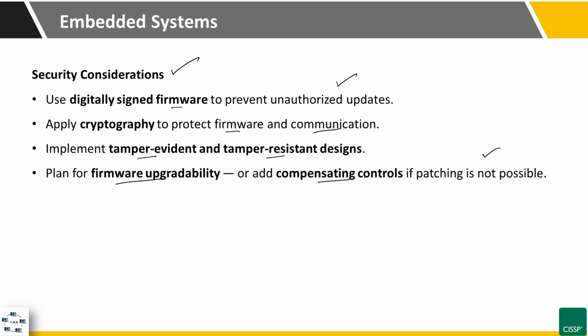is not feasible. So it is recommended that you upgrade firmware regularly, and if this firmware upgrade is not possible, then you need to add some compensating controls, and these may include installing a firewall in front of the embedded system, network segmentation, etc.